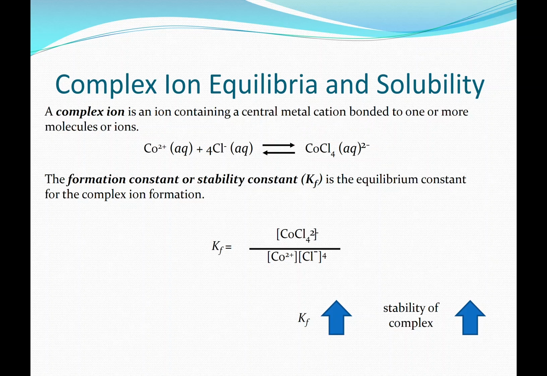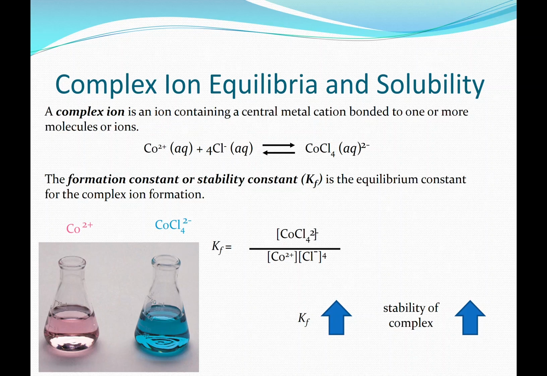If I have a smaller Kf, that means I'm going to have a little bit more of the reactants than I would have products necessarily if we're comparing various things. And so if we take a look at what this would actually look like, for this particular reaction, the cobalt 2 plus, when it's the aquo complex, when it has the water molecules bound to it, is a pink color. And if you were to add some chloride to that solution, that would go towards the chloride complex ion, and you would have a blue solution instead.